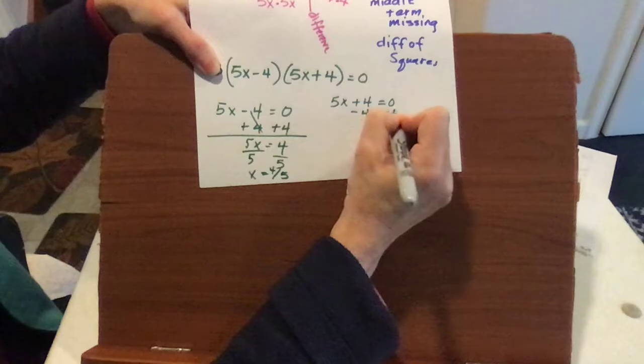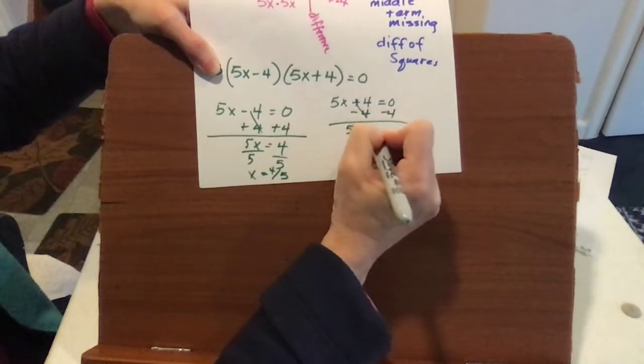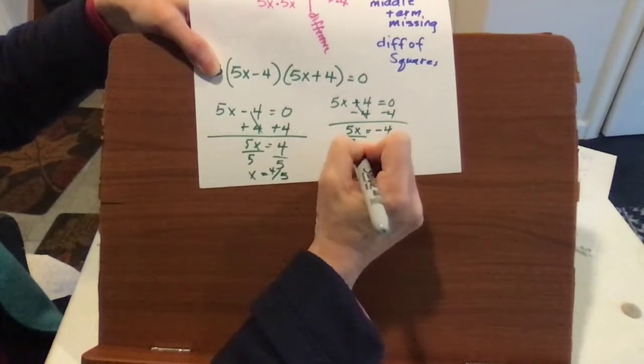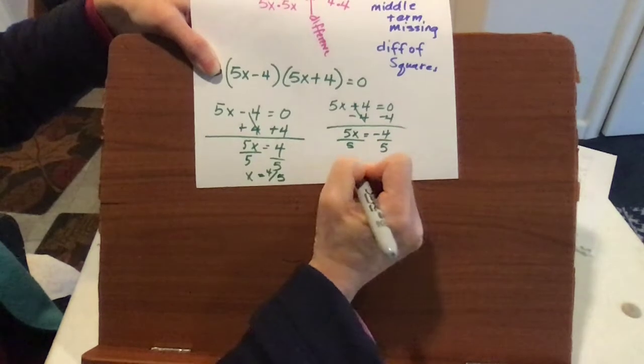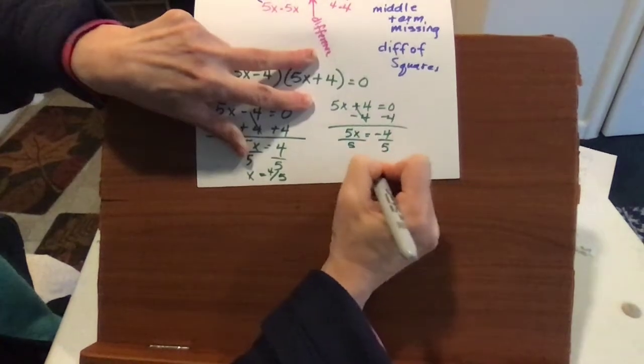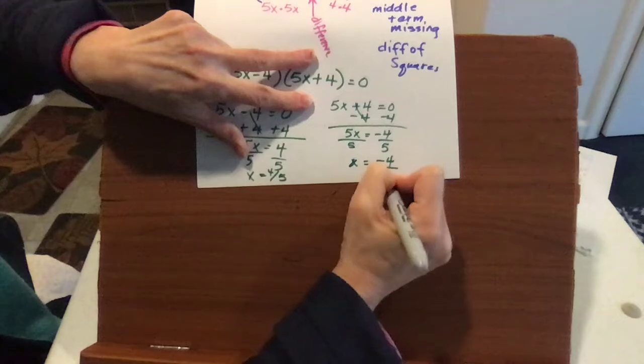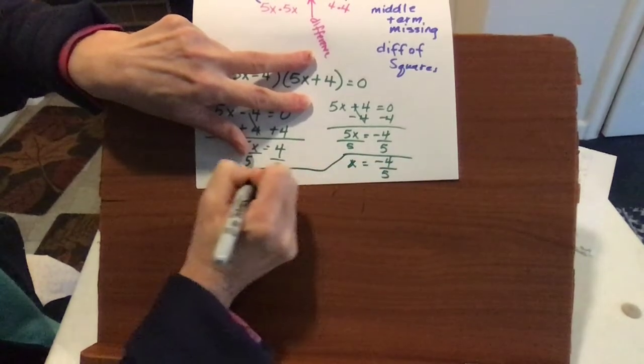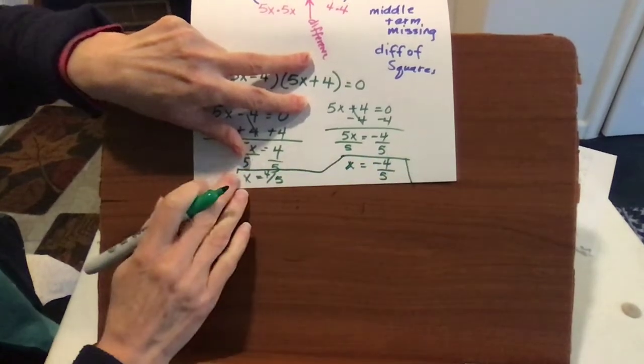Take the other one, 5x plus 4 equals 0. Subtract the 4. 5x equals negative 4. Divide by 5. x equals negative 4/5. So these are our answers, positive and negative 4/5.